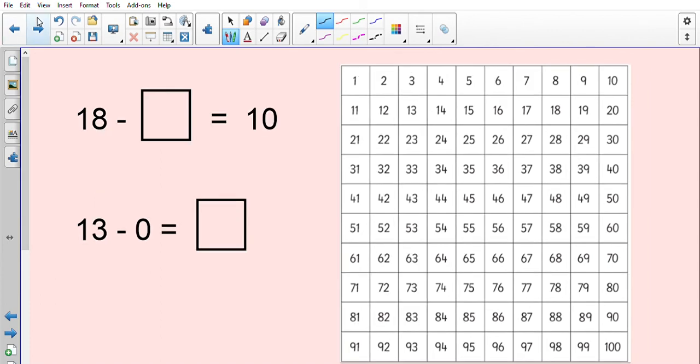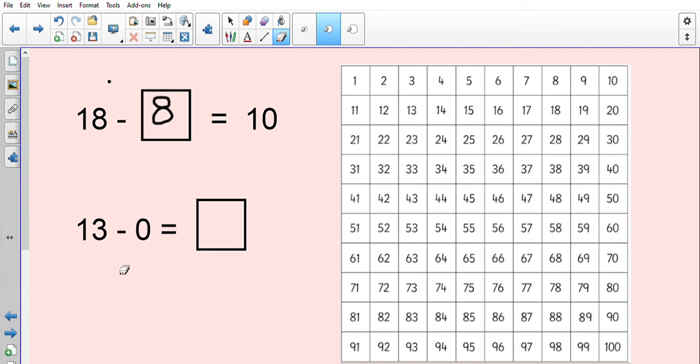Let's have a look at these. Oh, we've got some subtraction ones this time. 18, take away something, equals 10. So we're going to start on 18, and we need to count back until we get to number 10. So I'm going to circle number 18, and I'm going to circle number 10. Okay, how many does it take me to get from 18 to 10? Let's count those jumps back. 1, 2, 3, 4, 5, 6, 7, 8. So 18 take away 8 equals 10. Brilliant. One more to do on this page.